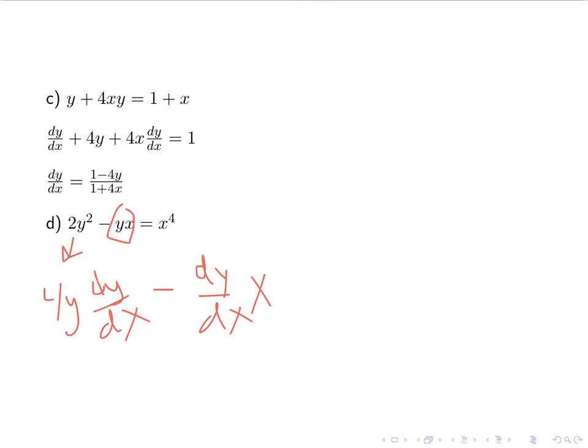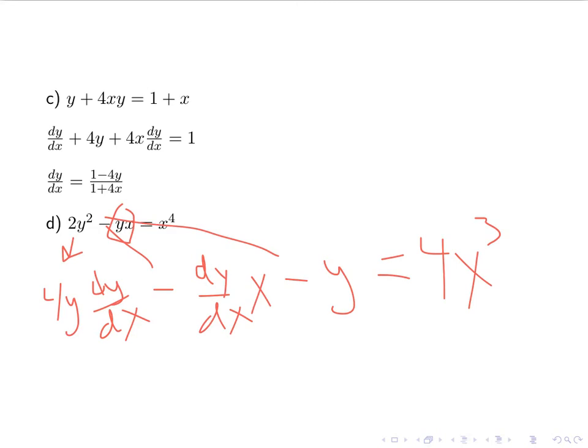I'm going to distribute that negative sign. So I have minus dy/dx x minus the derivative of x, which is 1, times my other function, which is y. And then on the right-hand side, 4x cubed. Okay, so don't forget you have to distribute that negative sign.